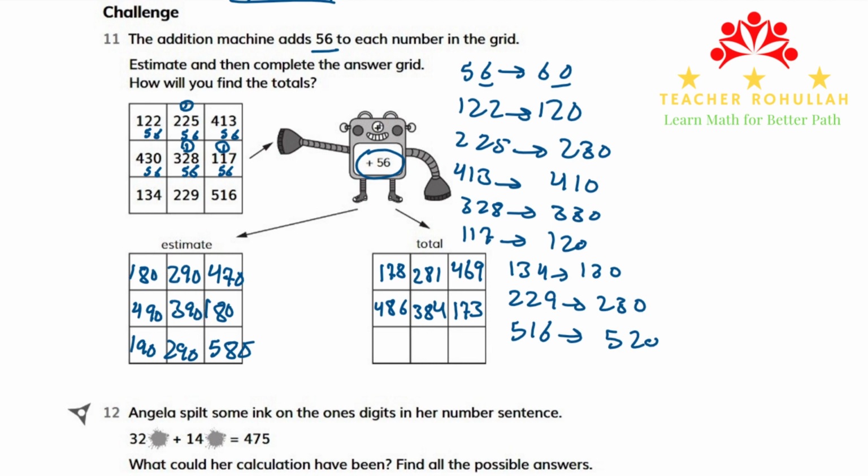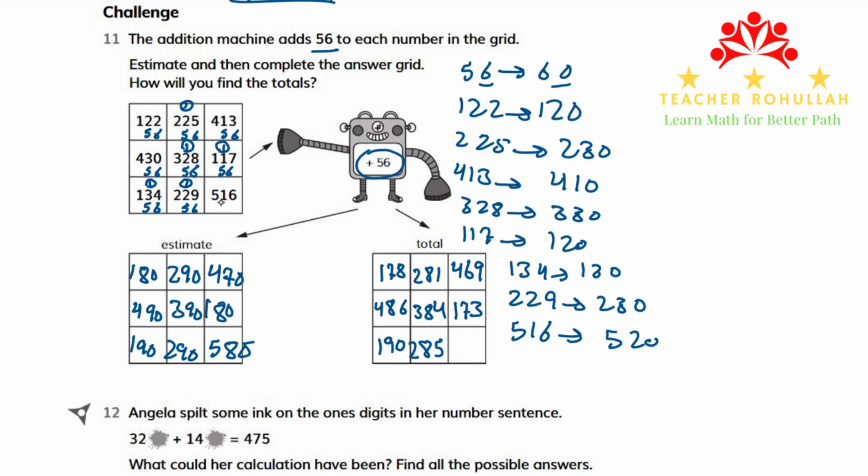Let's move to the third row. In the third row, we have 134. So 134 plus 56. 4 plus 6 is 10. 0 I write here and carry 1 above the tens place. 3 plus 5 is 8, and 8 plus 1 is 9. And 1 plus nothing is 1. So the sum is 190. 229 plus 56. 9 plus 6 is 15. I write 5 here and 1 above the tens place. 2 plus 5 is 7. 7 plus 1 is 8. And 2 plus nothing is 2.